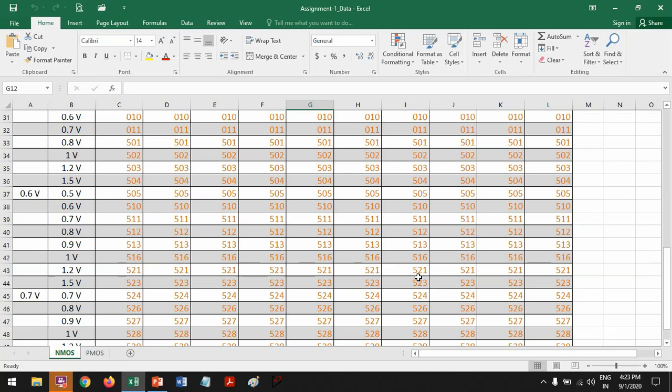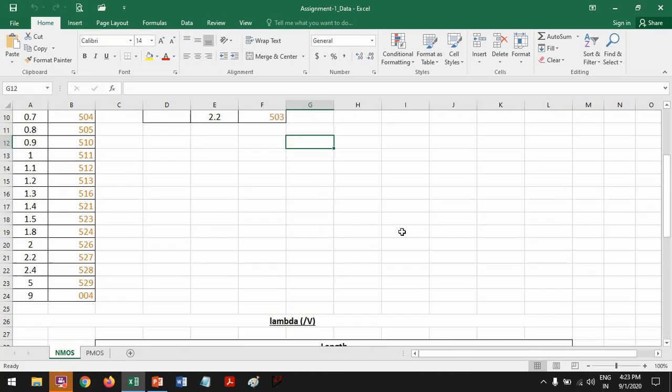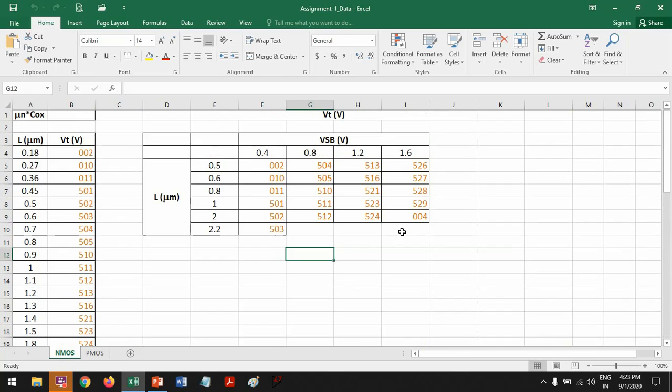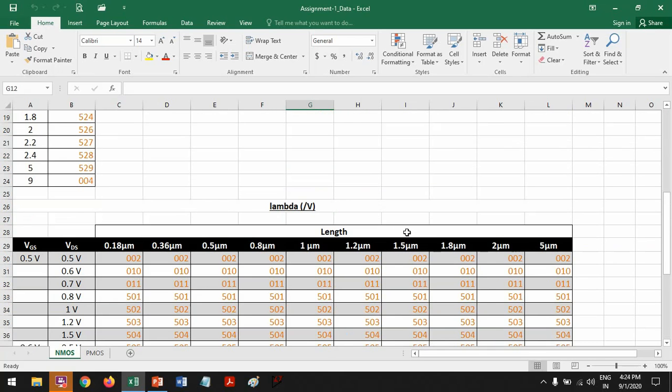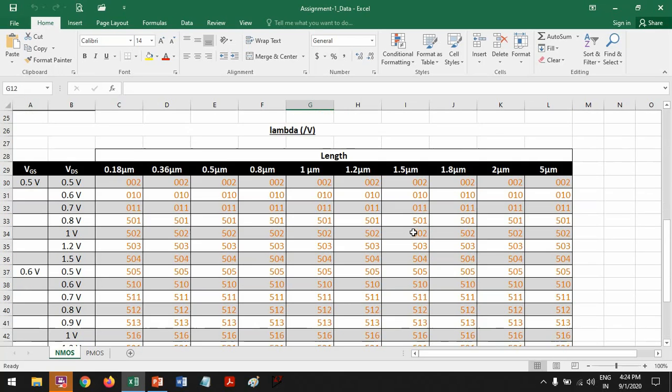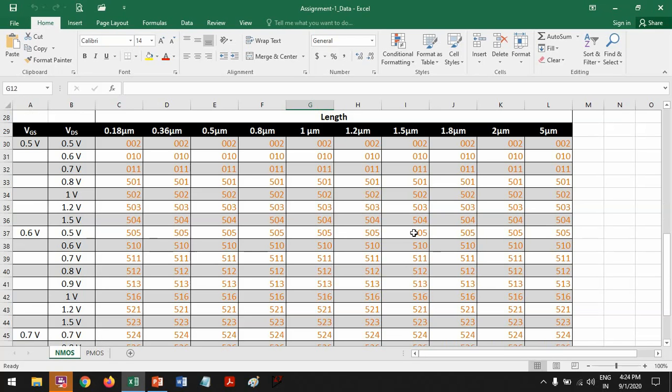Now this file is very important because this is your MOSFET. You are going to use this information in these tables extensively when you design the circuits for your second, third and fourth assignments. This is your knowledge. This is your knowing your MOSFET.